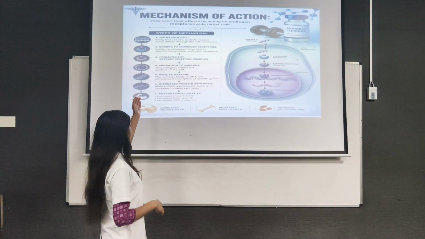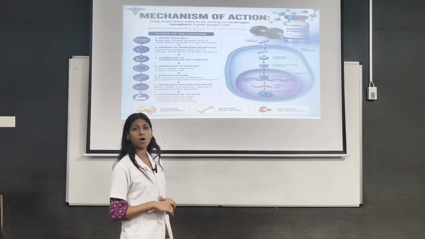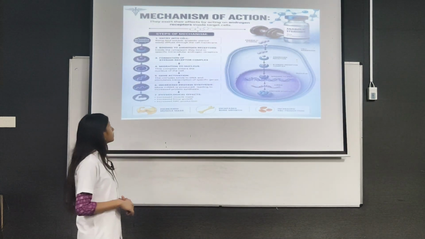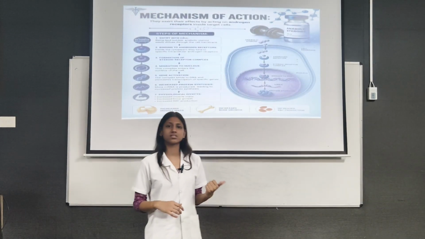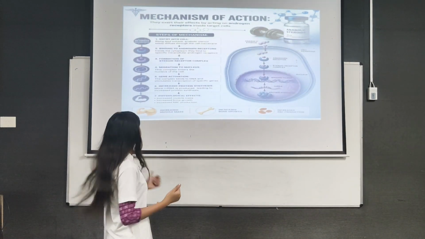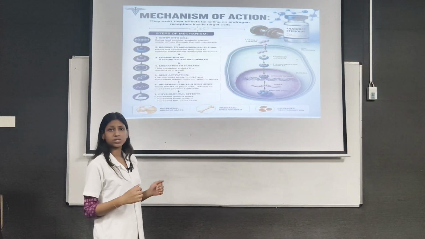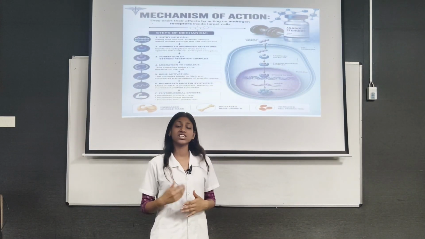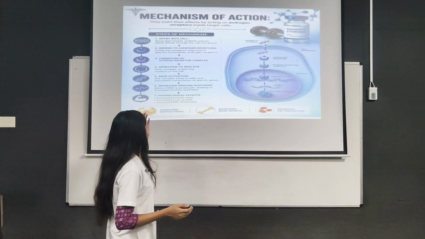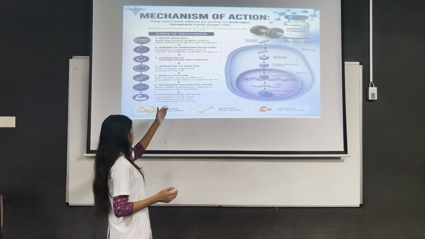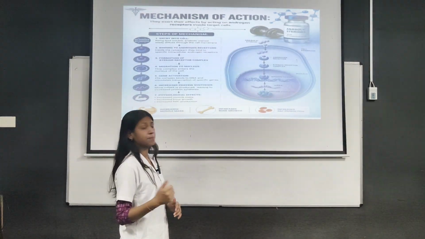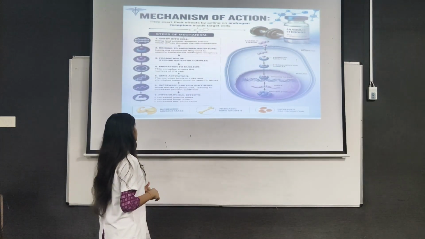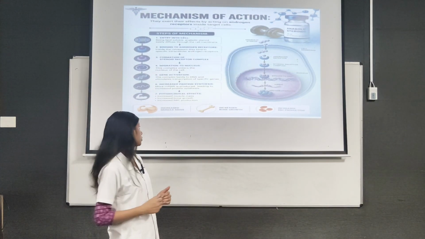Next one, third step is formation of steroid receptor complex. Fourth step is migration to nucleus. Basically, the complex enters the nucleus and binds to DNA. When this binds to DNA, it initiates gene activation. The complex binds to DNA and stimulates transcription of specific genes. The last step is increased protein synthesis, where more mRNA is produced.